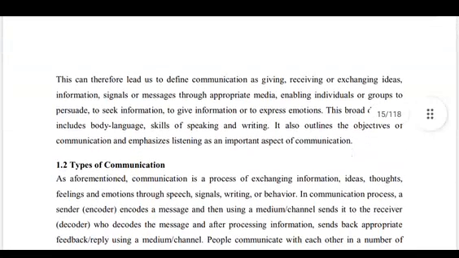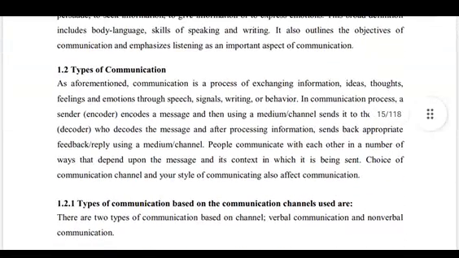We also have Reggie Meyer, who has also defined what communication is. But here we find the comprehensive definition, and it iterates that communication is giving, receiving and exchanging ideas, information, signals, or messages through appropriate media, enabling individuals or groups to persuade, to seek information, to give information, or to express emotions. This broad definition includes body language, and skills of speaking and writing. It outlines the objectives of communication and emphasizes listening as an important aspect of communication. I think that one is the best definition of communication.